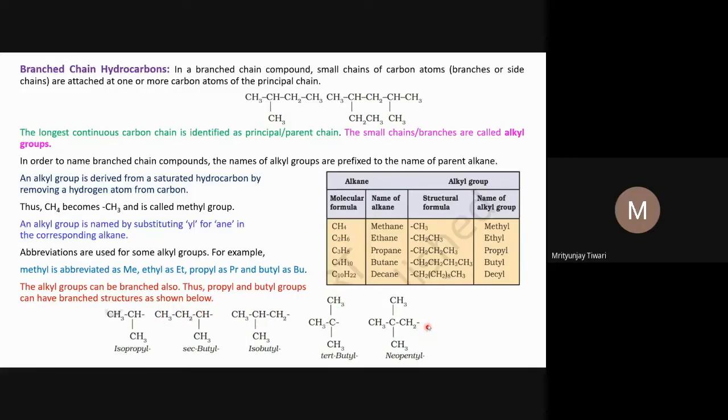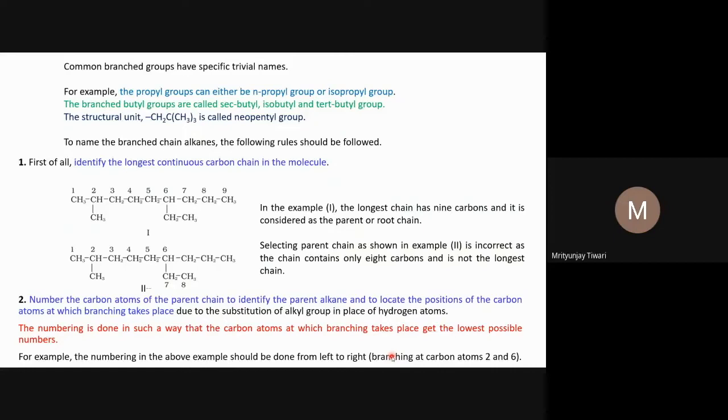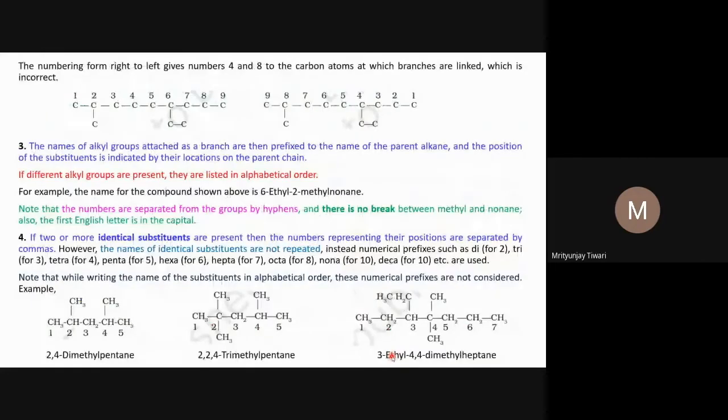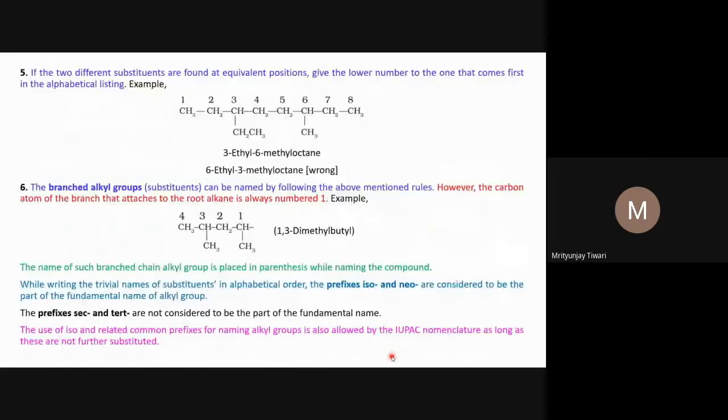So either that name you can follow, or you can also use this trivial name: secondary butyl, isobutyl, tertiary butyl, neopentyl. So what this rule said, as earlier I said, is that the sec word will not be used. SEC will not be considered in the alphabetical ordering of the substituent. Sec or tert, anything which represents the numbers, will not be considered. ISO does not represent a number. This is part of the common name, this iso or neo. So this will be considered in the alphabetical ordering, but not secondary, tertiary, or something like this. Those things will not be considered in alphabetical ordering of these substituents.